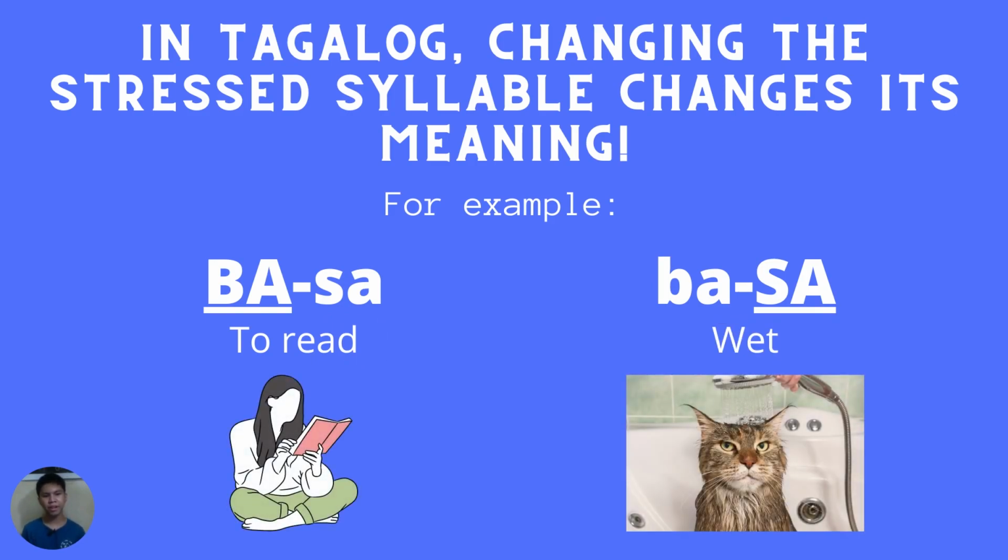Here's an example right here, right? These two words would be spelt the same way, but they are pronounced differently. So for example, this word here that we're seeing, if you say it as basa, then it would be to read. But if you say basa, it means wet. I don't know why that's the case and why these words mean what they mean. That's just how it is for some reason.